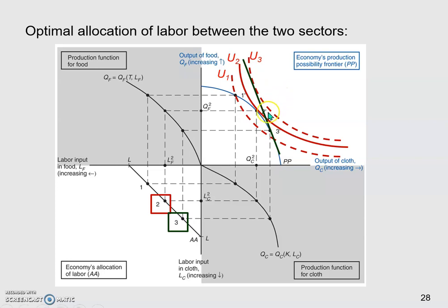Now remember, previously without trade, the economy produces at this point, and the indifference curve which is tangent to that would be U2. Now, with the trade, the economy can actually achieve U3. That's exactly the gains from trade.